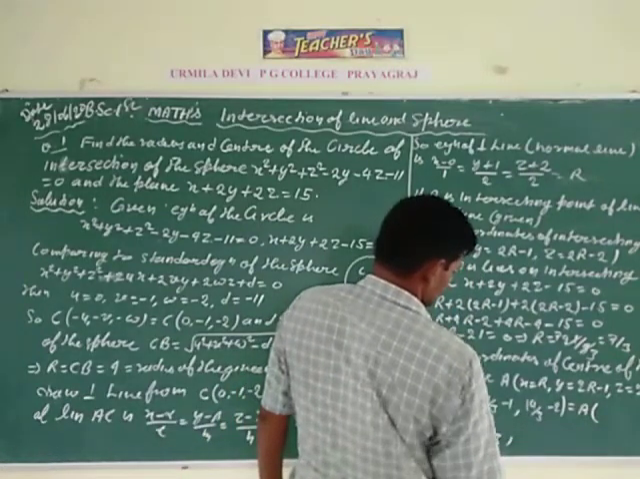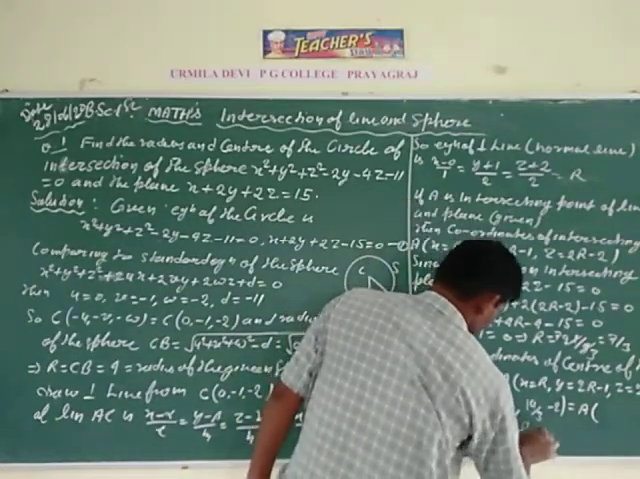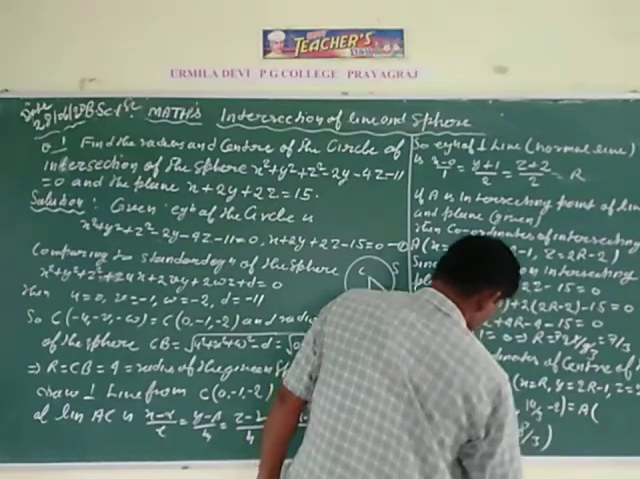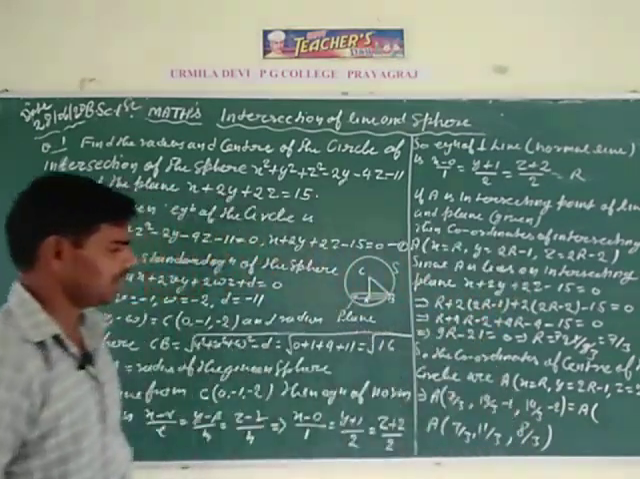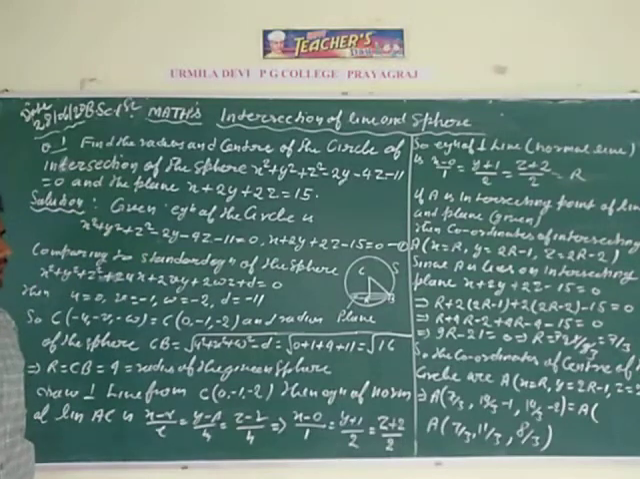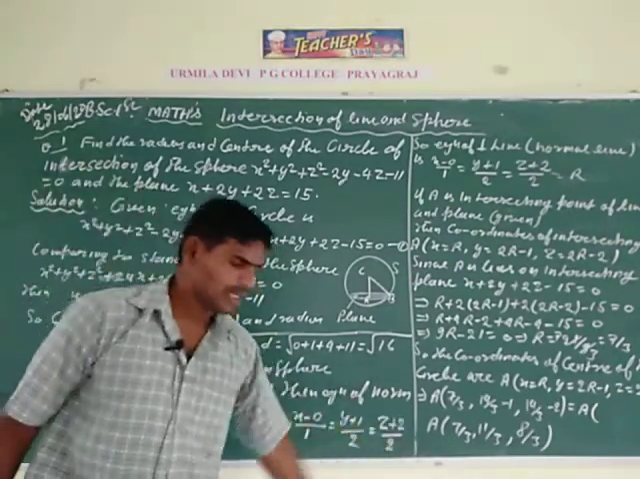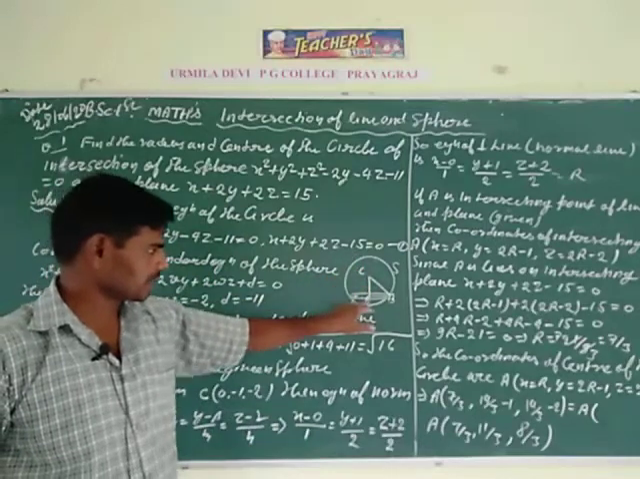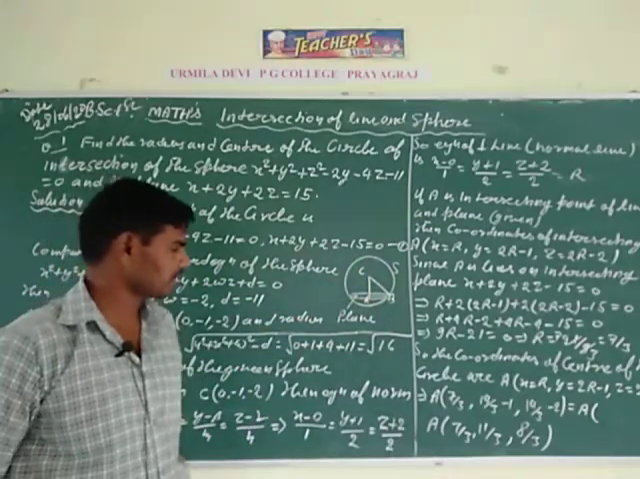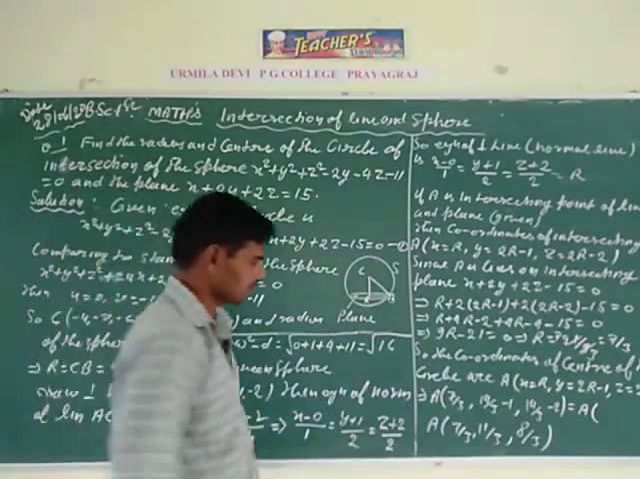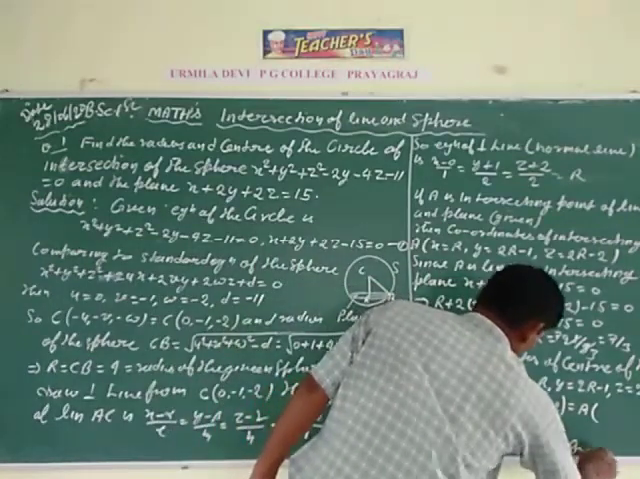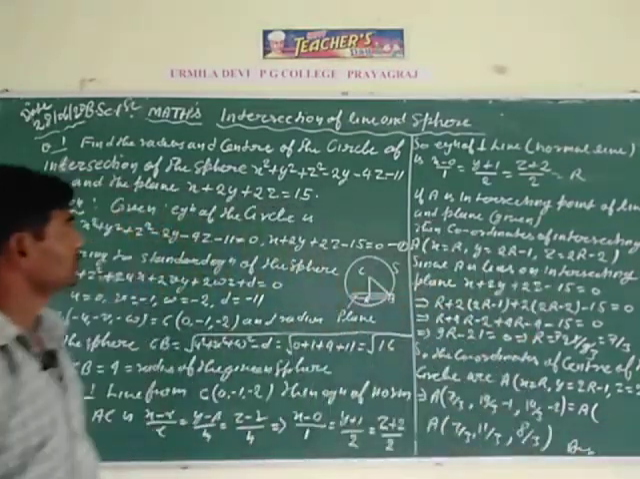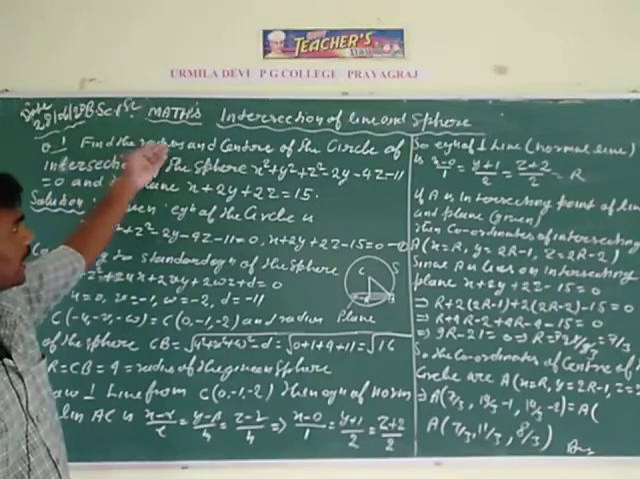and 8 by 3. These are the coordinates of the center of the circle. So these are the required coordinates of the circle formed by the given plane and the given sphere. This is the first answer. After this, the question asks us to find the radius and center.